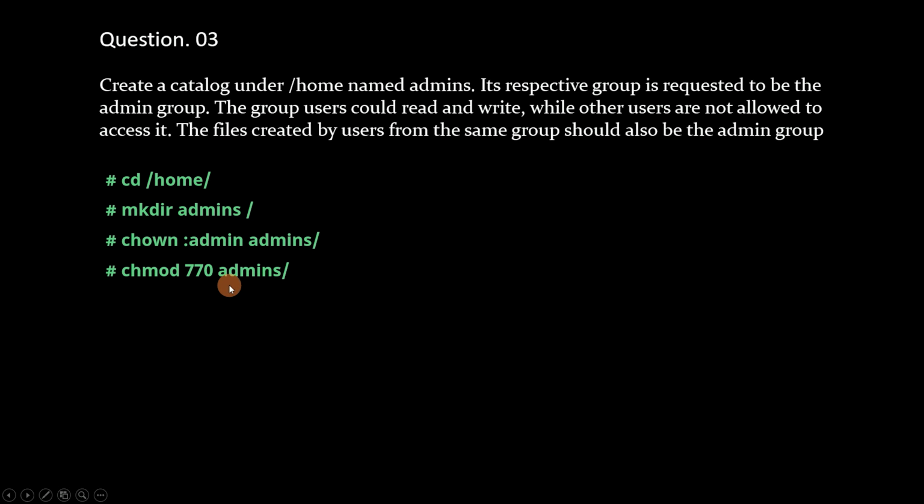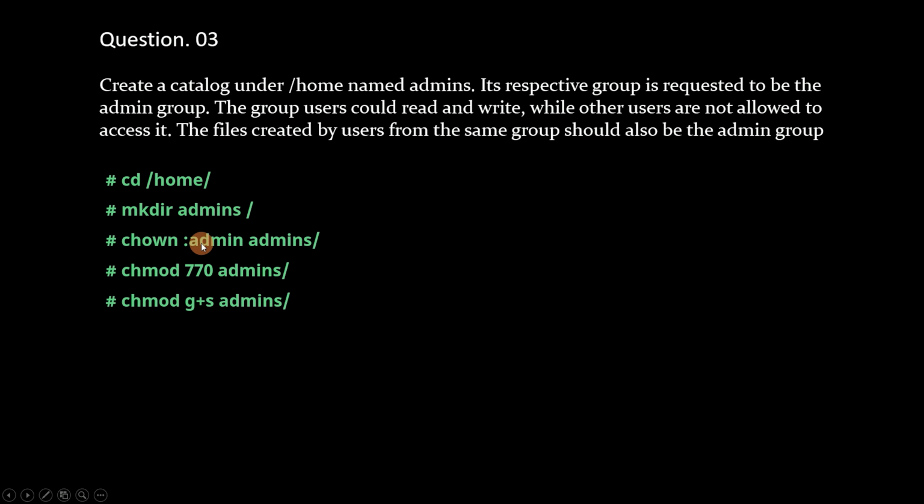Now chmod 770 admins, because others are not allowed, and for others this is the permission, the third digit 0. The first one is for the owner user, and the second one is for the owner group, and the group has read and write permission. Then chmod g+s admins. We are setting the SGID here because the files should belong to the admin group, and by setting the SGID, whatever file you create under admins will be owned by the same group, that is admin. That is the group of the directory itself.